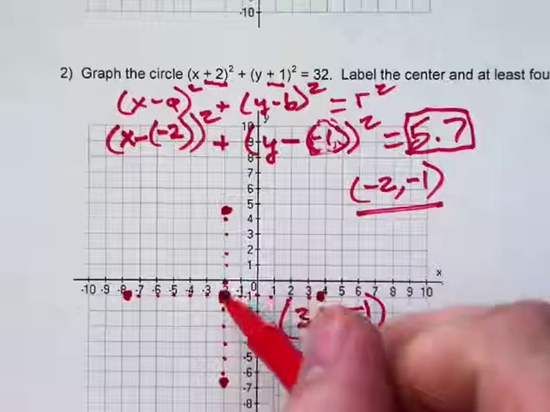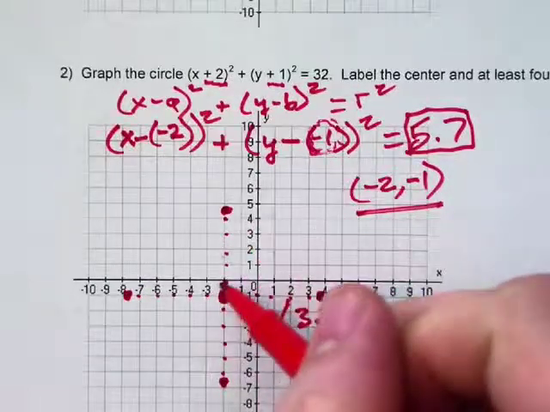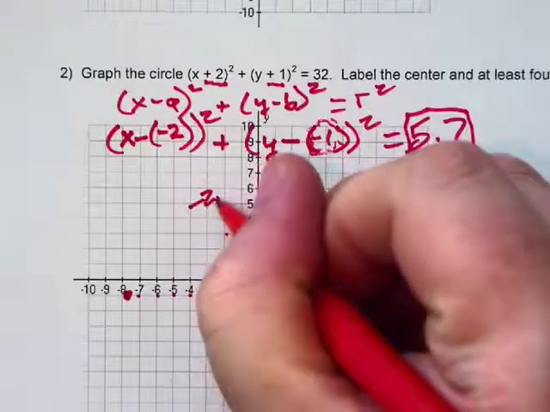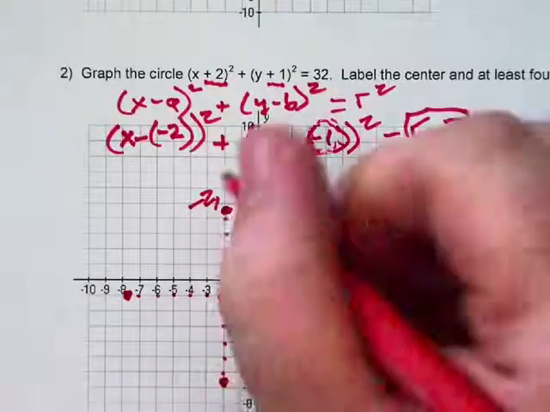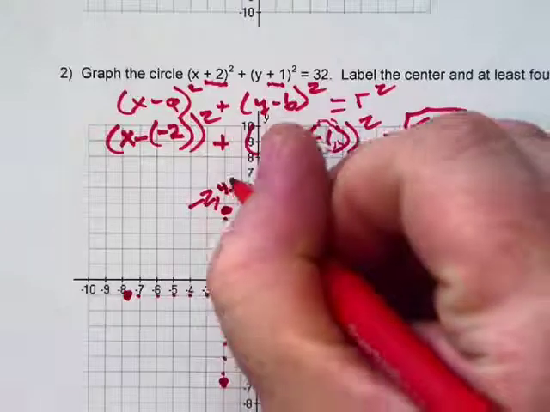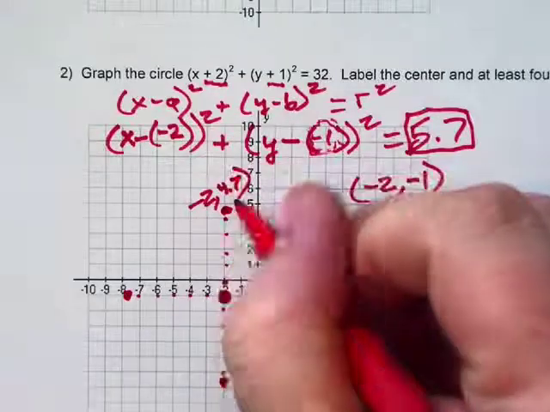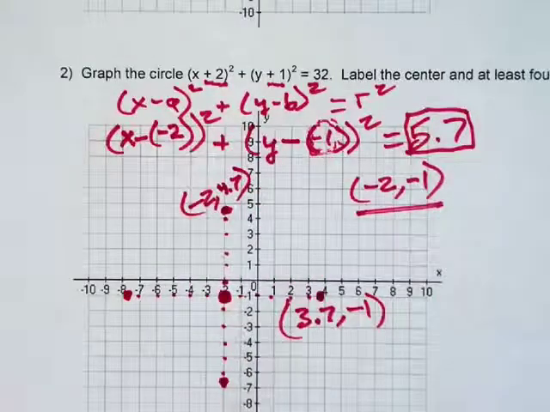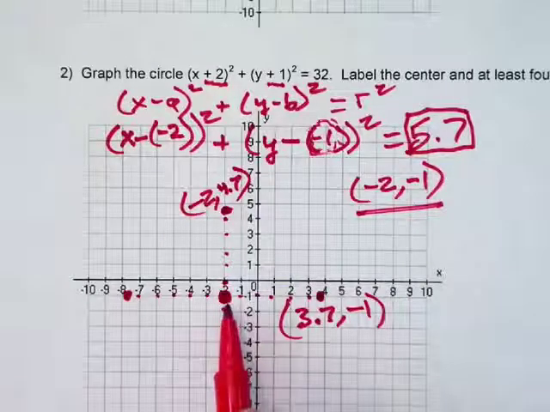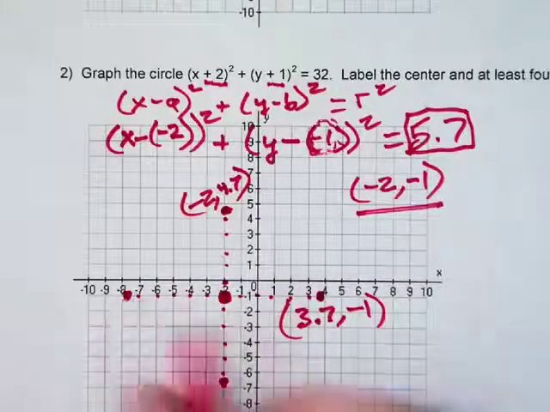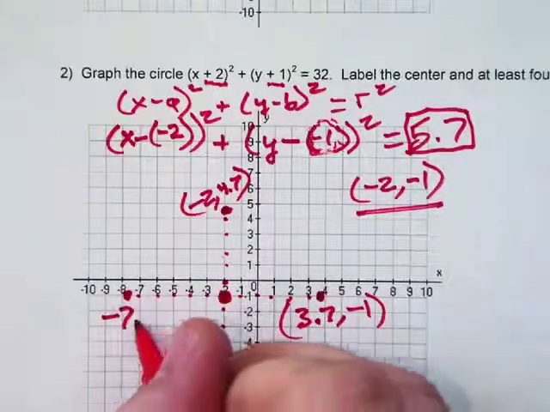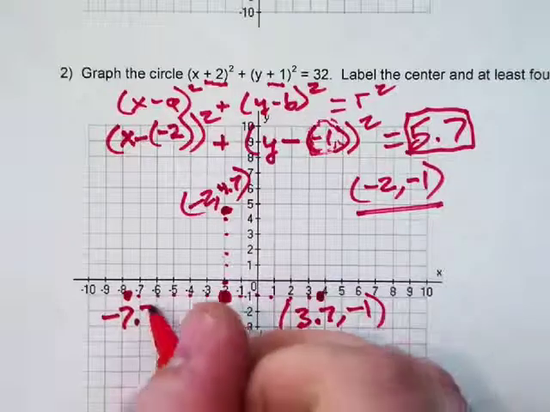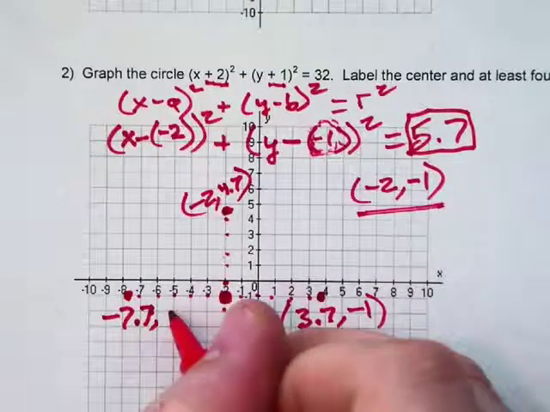And up here, it would be -2, got to do the x first, and then up to 4.7, and so on. Okay, so here, we're going the other way. It'd be -7.7, comma -1.